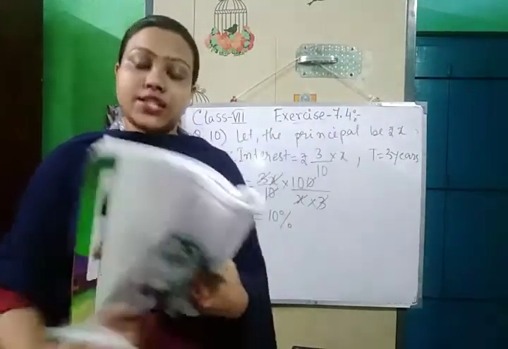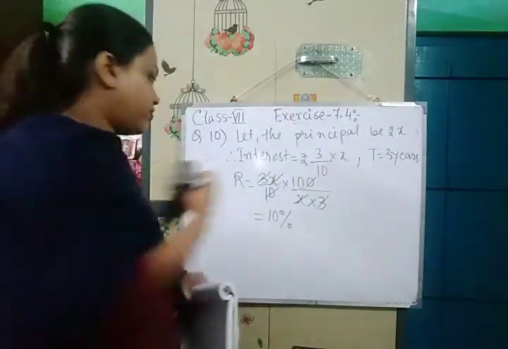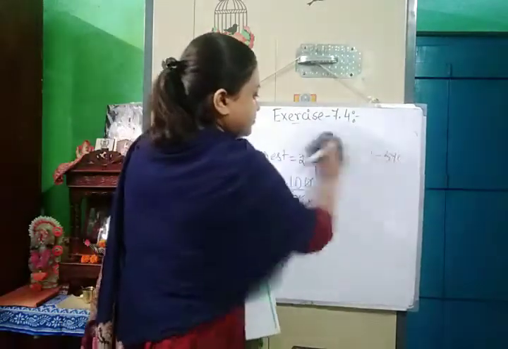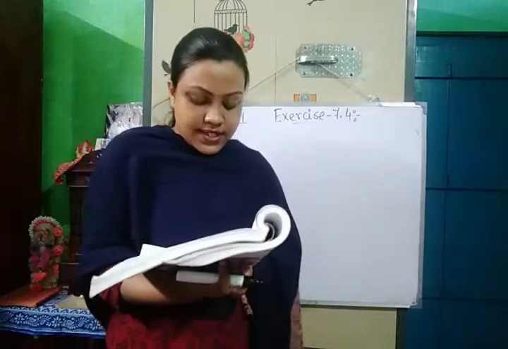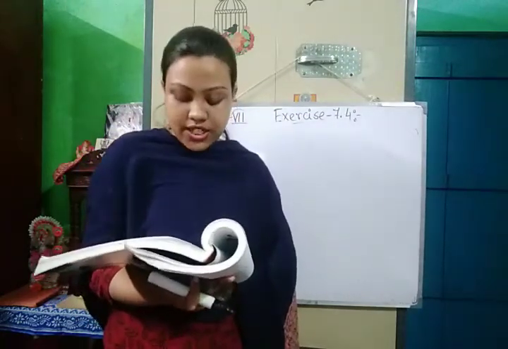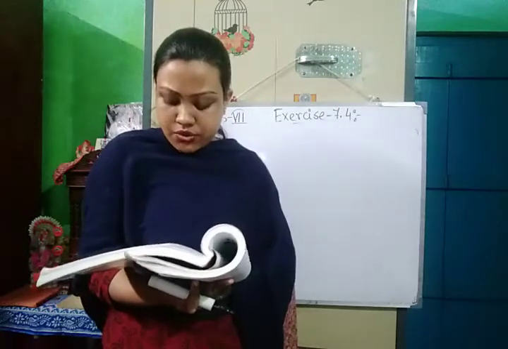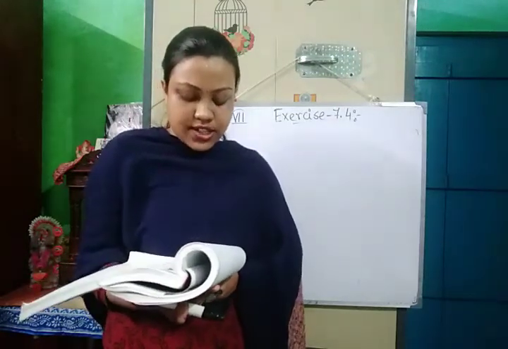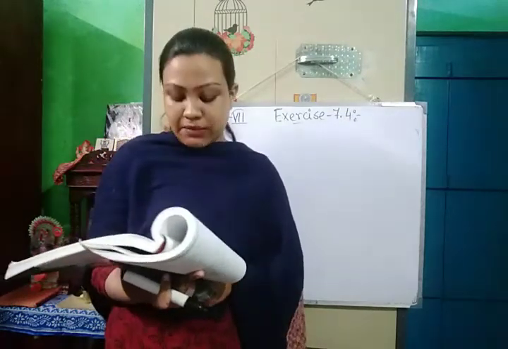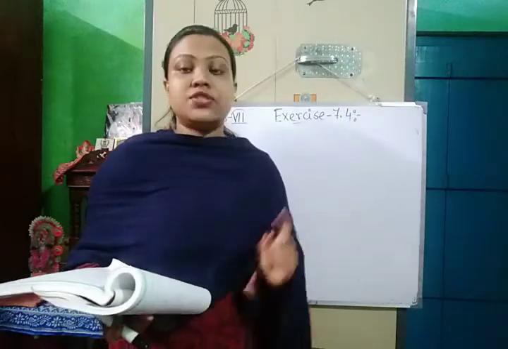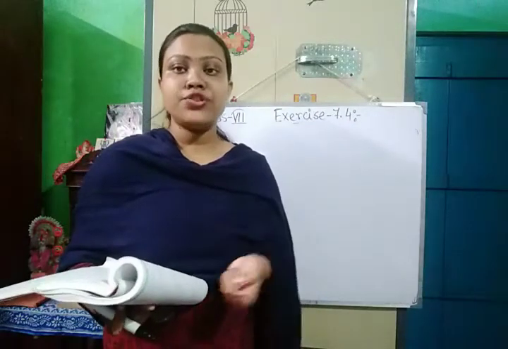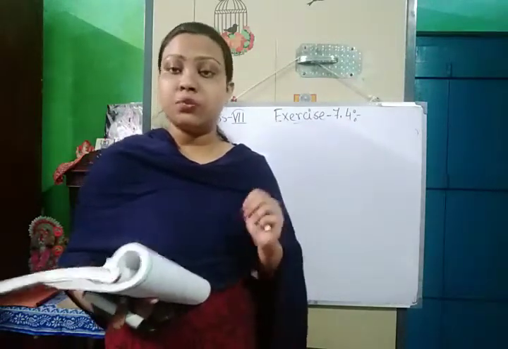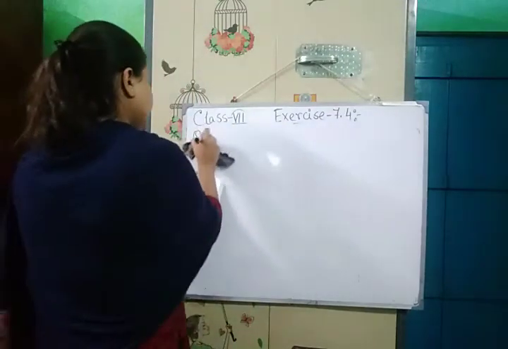Next we will do the last question from this exercise, that is question number 12. A sum of rupees 6,000 amounts to rupees 6,900 in 3 years. What will it amount to if the rate of interest is increased by 2%? So the principal is given, amount is given, we don't know the rate. Time is given, so we will first find out the rate. Then in the next part we have to find out the amount when the rate of interest is increased by 2%.